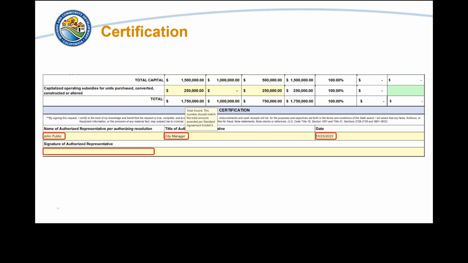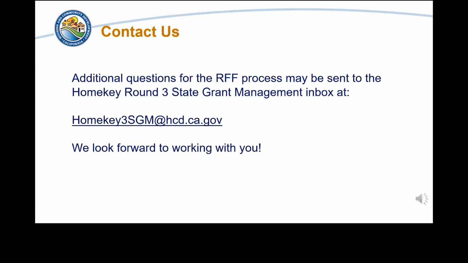That concludes our demonstration showing how to complete the RFF form. This concludes our Homekey 3 Request for Funds overview. We hope this overview helps you understand how to fill out the RFF form so you can receive your disbursements timely. Please reach out to your assigned grant management representative and they will be happy to assist you. You may also contact us at homekey3sgm@hcd.ca.gov. We look forward to partnering with you to ensure the success of your project.